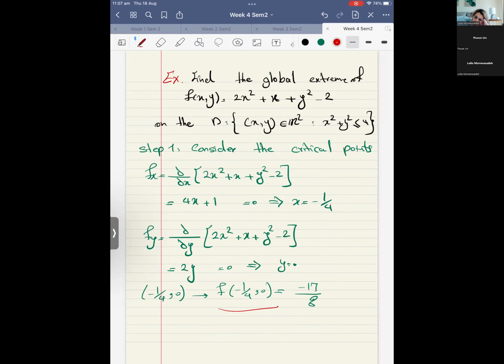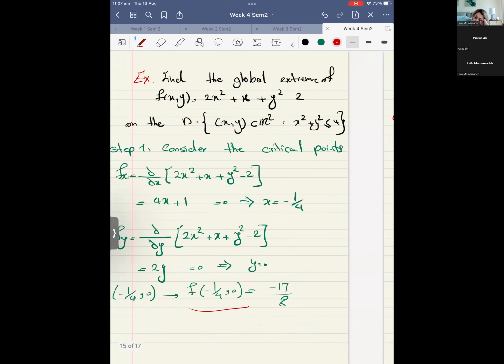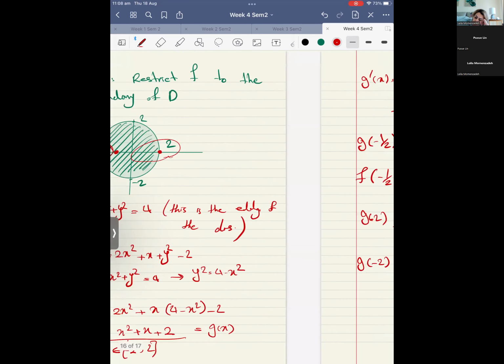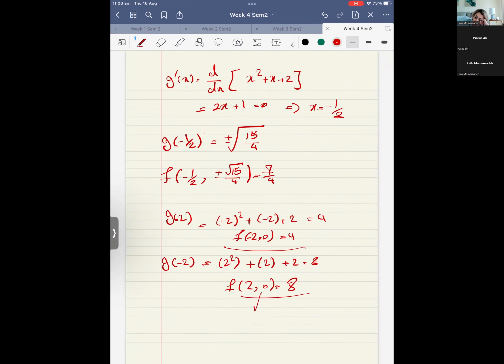Then you can use the second derivative or a graph to find which one is the maximum, which one is the minimum, and which one is the global maximum. But look here, without using the graph, you see this one is the highest number that you have. Yes, I can write this one is the global maximum, the highest number that you have.